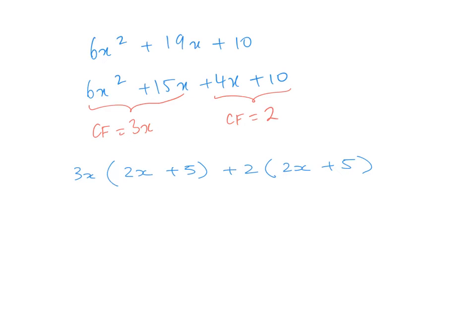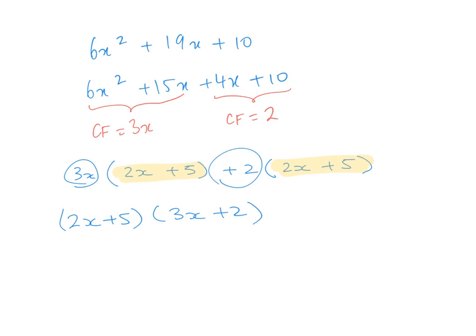Now over here I have 2x plus 5 and 2x plus 5. I can now take that outside as a common factor. Remember to put the brackets. Now 2x plus 5 times something should give me 3x times 2x plus 5 plus 2 times 2x plus 5, and that's what's left over here. That's 3x plus 2.